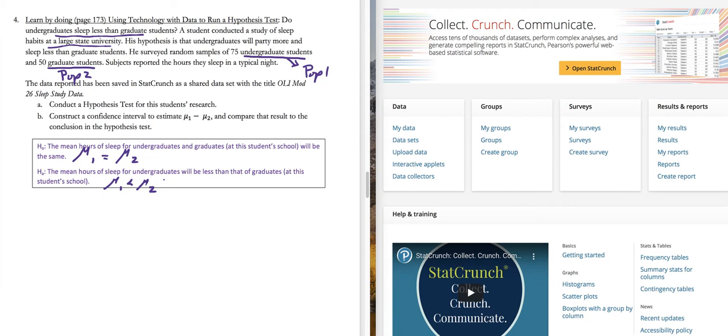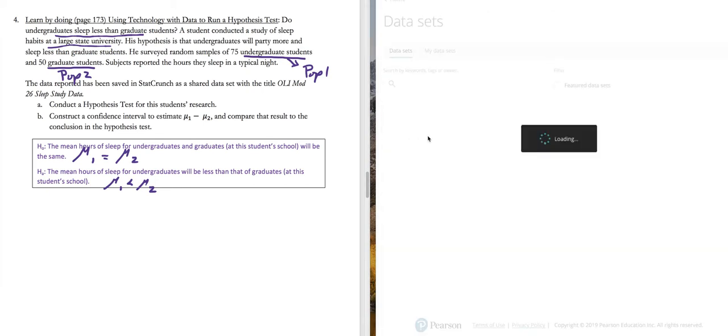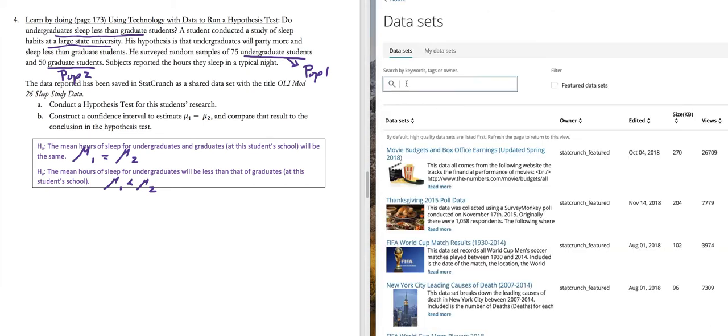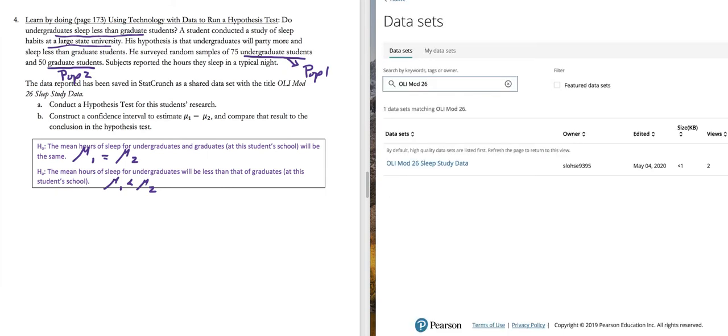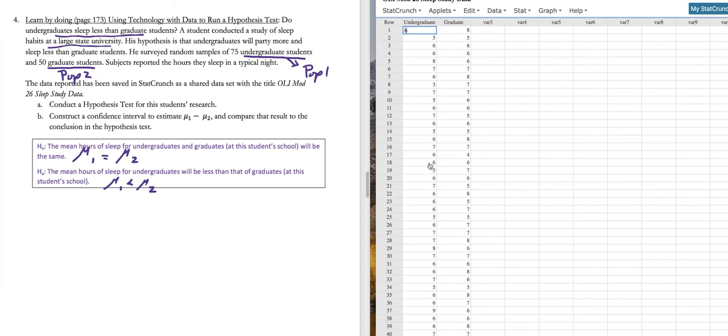So we are now on to step 2, where we need to take a look at our data. And for population means, that means we need to figure out our mean and our standard deviation. And now that we have 2 populations, we need to do that for each population. So let's go ahead and get this data set loaded. I think if we just search OLI Mod 26, that gives it to us. So here is our sleep study data.